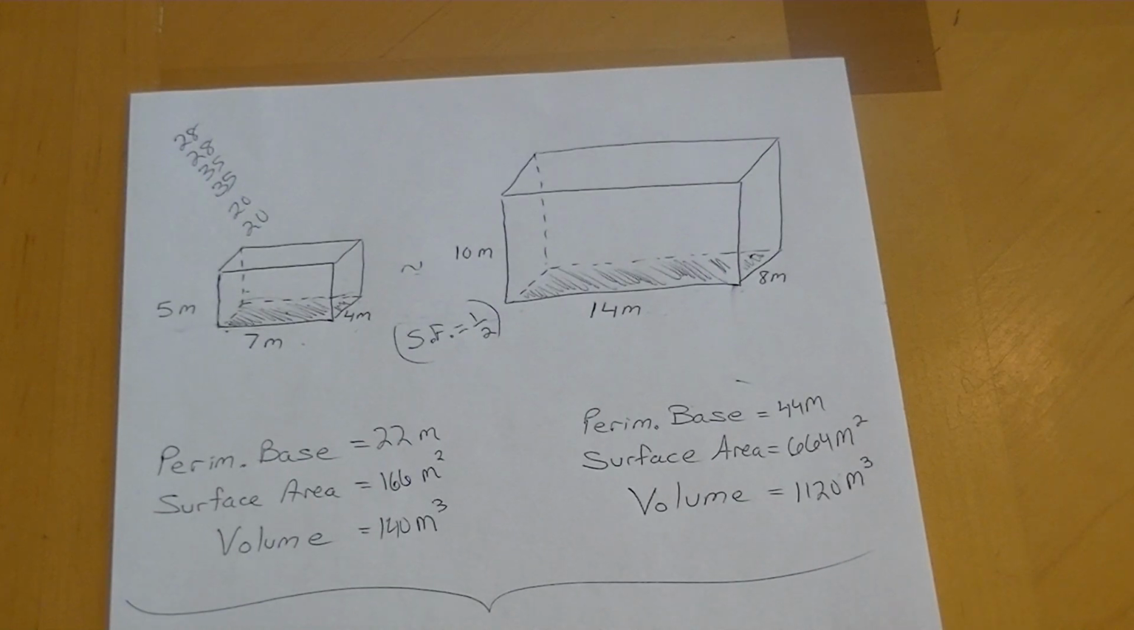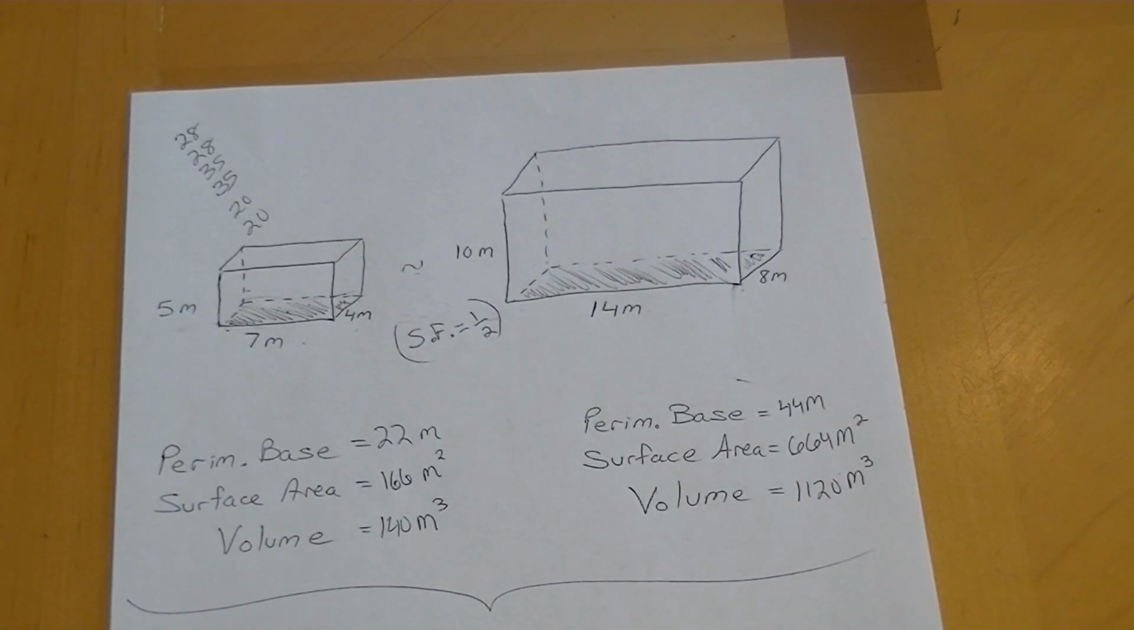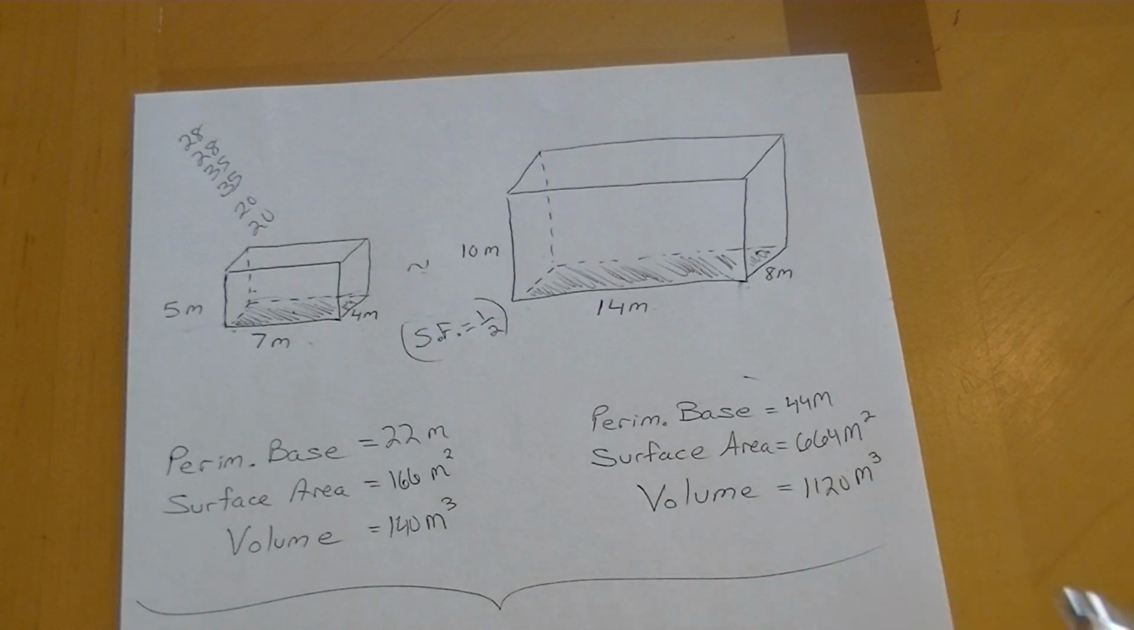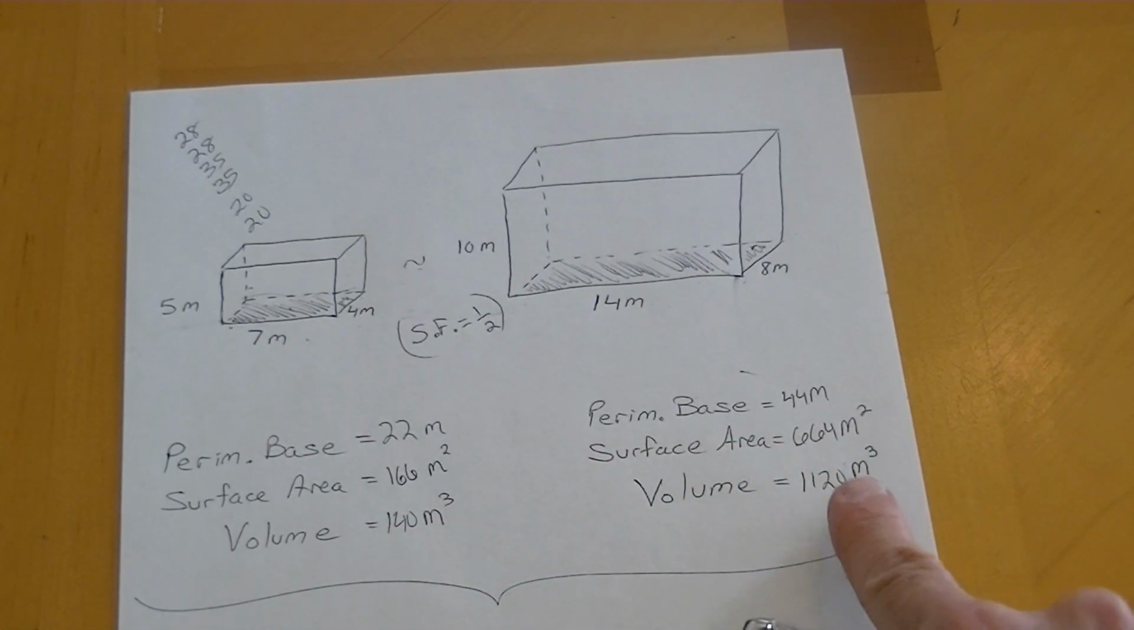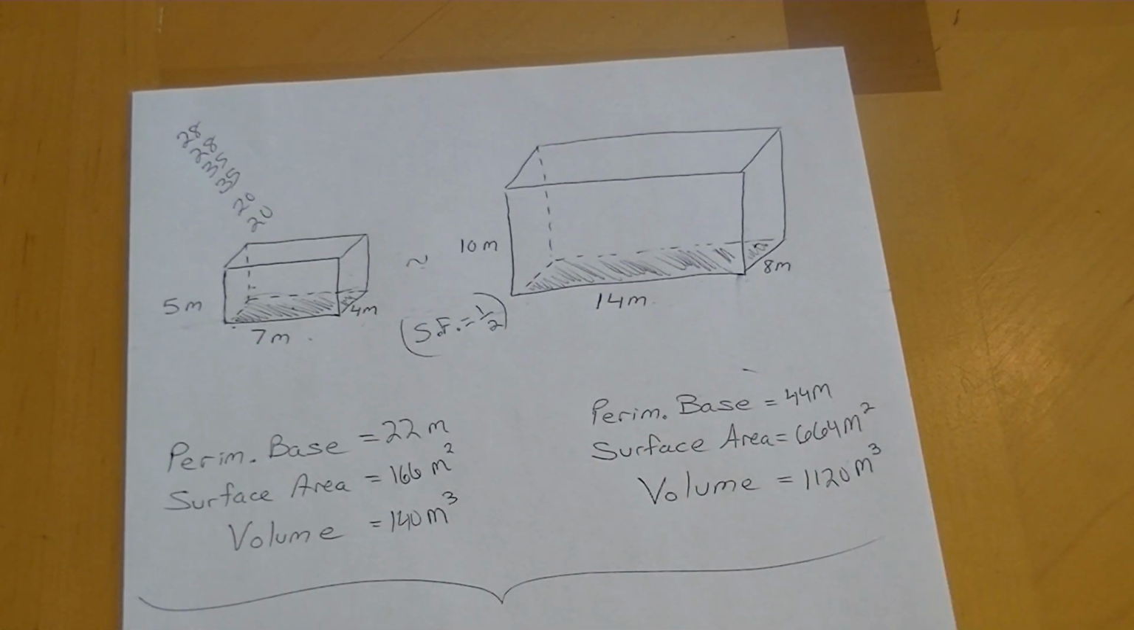But look at the surface area. It didn't double. 166 times 2 is not 664. It actually got 4 times bigger. And the volume did not double. 140 times 2, that's not 1120. That's actually 8 times bigger over here.